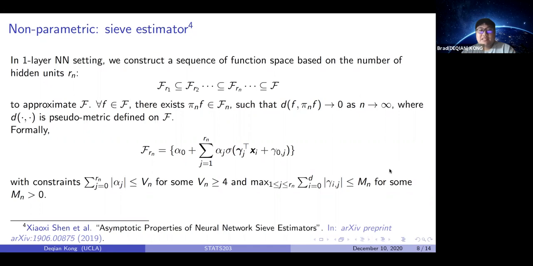In the one layer neural network setting, we know the function space is determined by the number of hidden units R. So we construct a sequence of function spaces based on this. Here is the formal definition of our approximated function space. Okay, next slide, please.